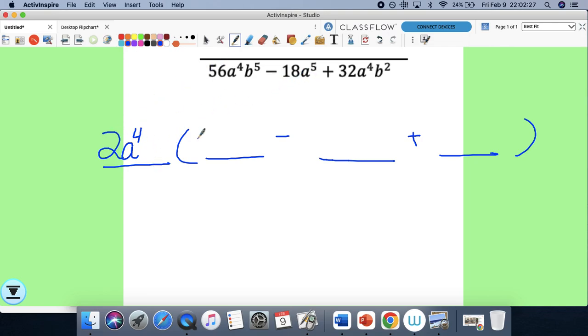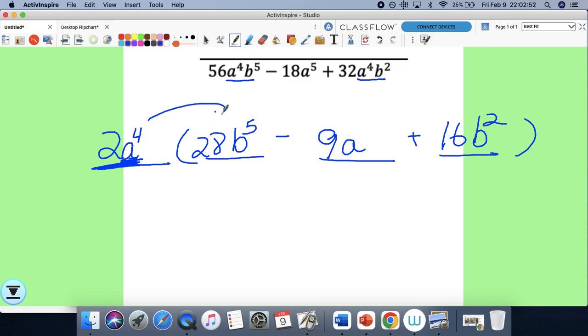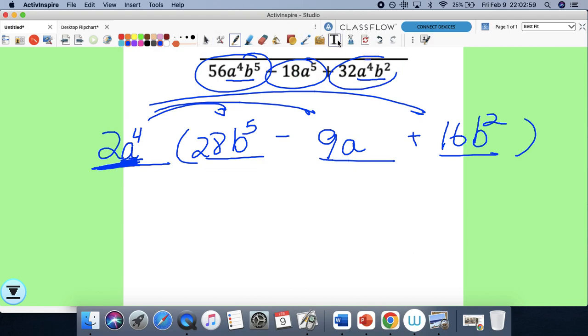56 divided by 2 is 28. And then what do I multiply a4 by to get a4 b5? Well, times b5. Second one, 18 divided by 2 is 9. And what do I multiply this a4 by to get a to the 5th power? Well, multiply it by a. Last one, 32 divided by 2 is 16. And what do I multiply a4 by to get a4 b squared? Well, that. And you can always double check, distribute it properly, and see that you get those three terms.